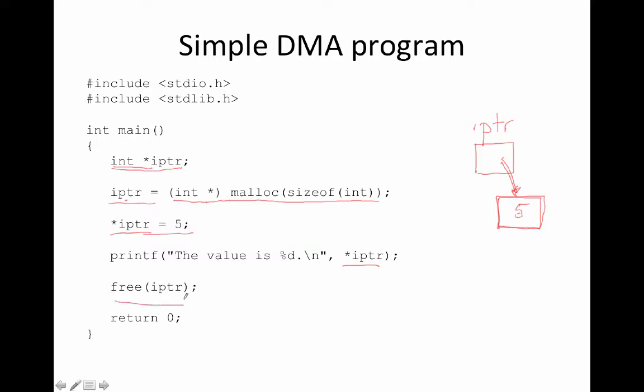Now free(iptr) is going to free up the space pointed to by iptr. So basically it frees up that space. We still have our pointer variable, but it's not pointing to anything anymore. So malloc dynamically allocates, free will free up the space.